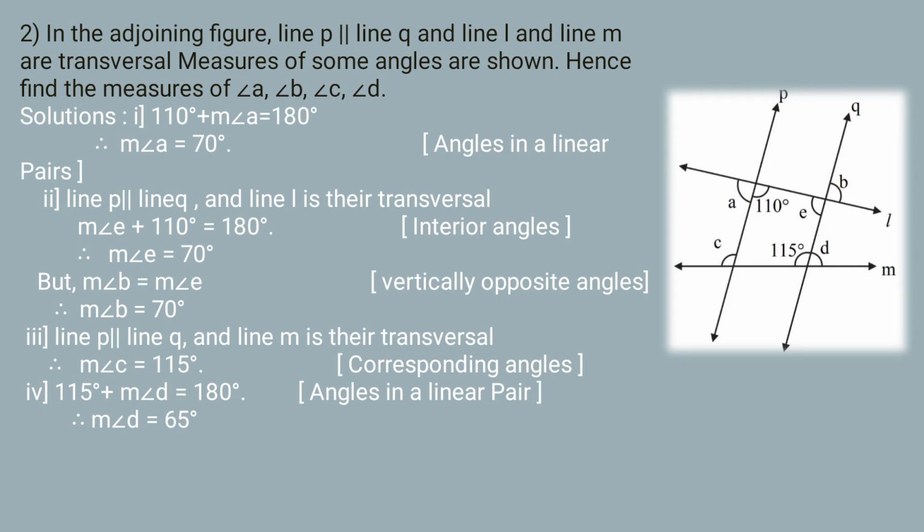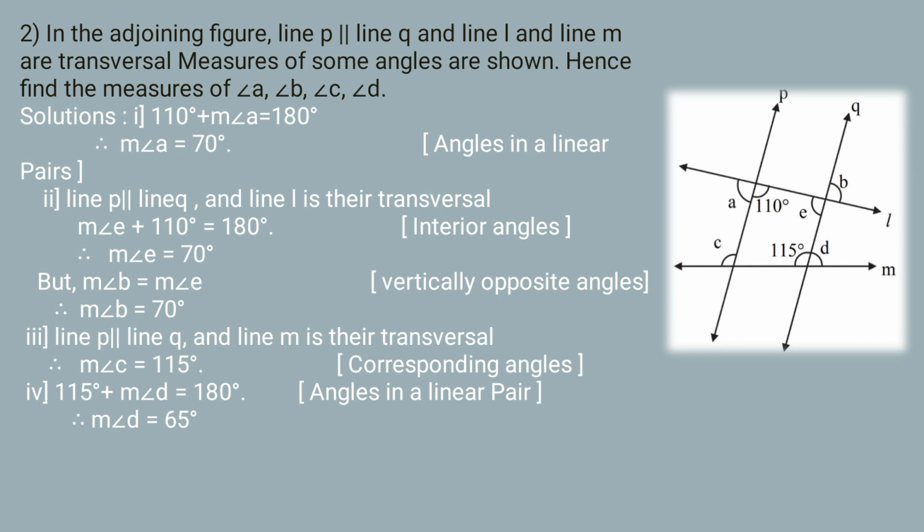Second, line P is parallel to line Q and line L is their transversal. The measure of angle E plus 110 is equal to 180 degrees by interior angles. Therefore, measure angle E is equal to 70 degrees. But measure angle B is equal to measure angle E by vertically opposite angles. Therefore, measure angle B is equal to 70 degrees.